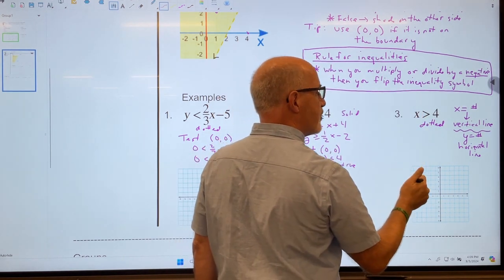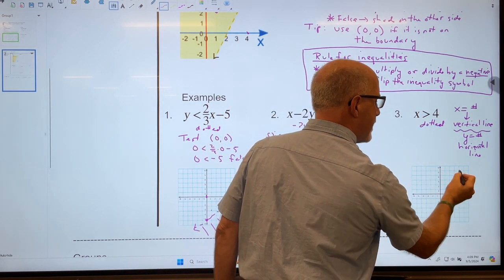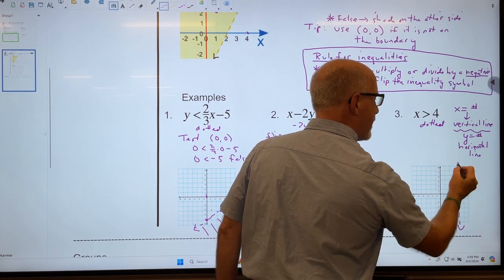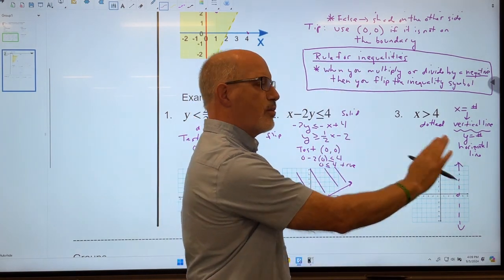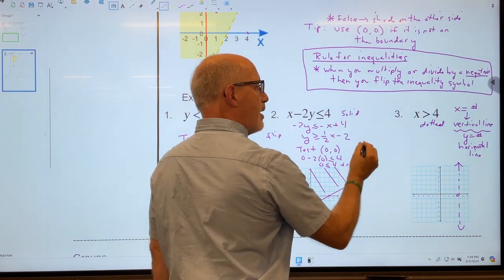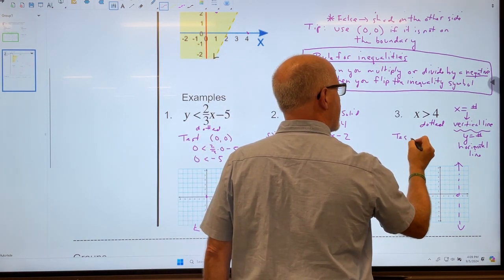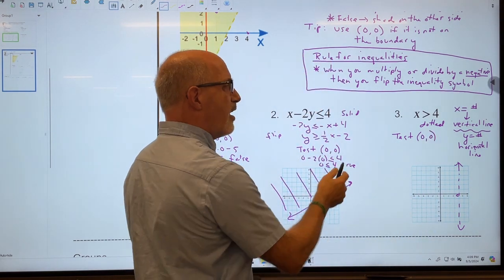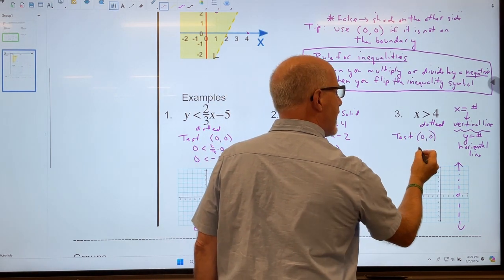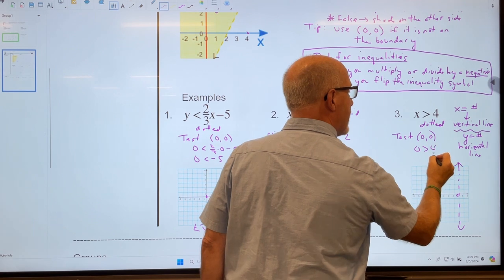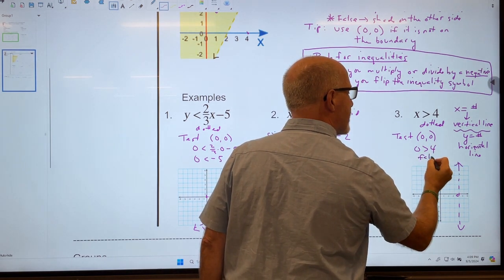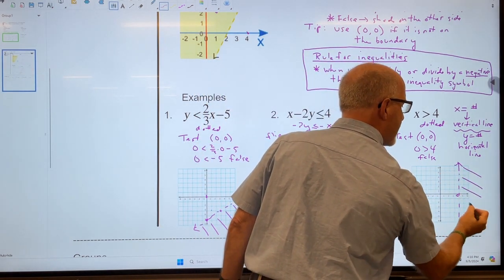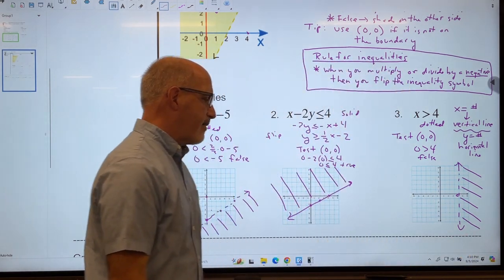So this is going to be a vertical dotted line at 4. Here's 4, right? So a vertical line dotted right there. And now we have to decide which side of that we're going to shade. Well, I'm going to test 0, 0 here. Notice that 0, 0 is to the left of it in this case. Now all I have to do is put in 0 for x, because there is no y in it. Is 0 greater than 4? The answer is that's false. So I'm not going to shade on the side of 0, 0. I'm going to shade on the other side, on the right side instead of the left.